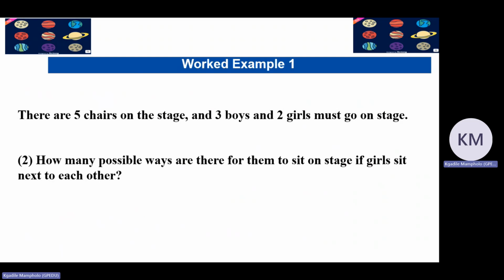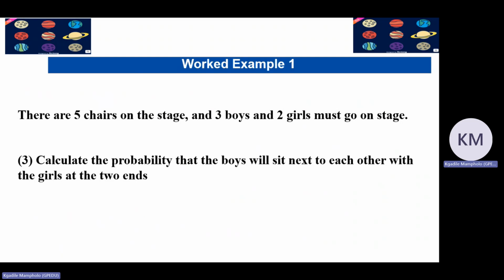How many possible ways are there for them to sit on stage if girls sit next to each other? We are not saying at the beginning or the end, so it will be those 3 boys who are not sitting next to each other plus a group of girls. Then we have 2 groups here. This 2 is for the 2 girls sitting next to each other. This 4 is the boys that are not grouped plus the group of girls, which is 4 factorial. Then the answer will be 48.